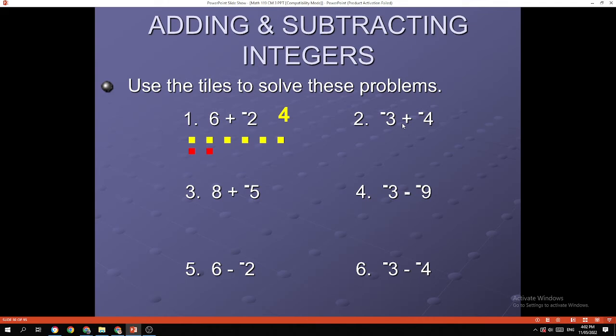Ang example number 2, puros ni red. Red, 3 ka buok ug 4 ka buok red as well. Wala may crush out, kay wala may 0 pair. So what's the answer for number 2? -7. Kay red man siya, red is negative. Okay? Number 3, 8, positive 8, yellow, -5. So ako nang i-illustrate using that. What will be your answer for number 3? Crush out ang mga 0 pair, positive 3.